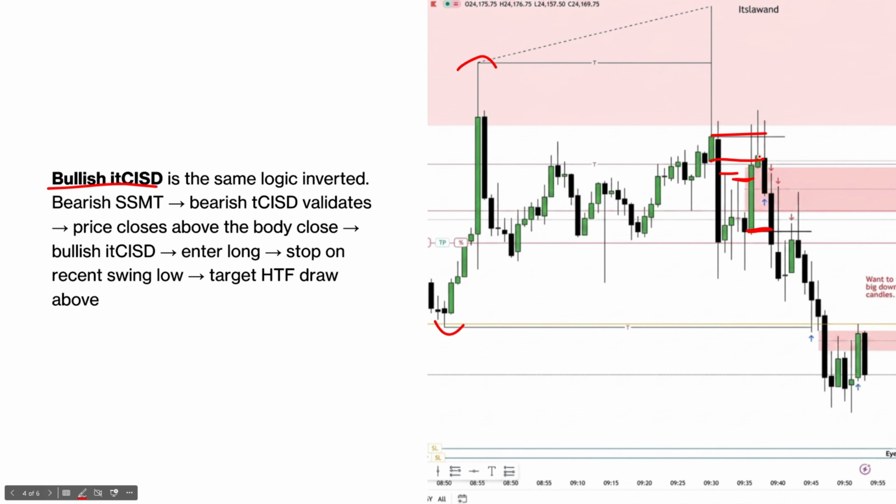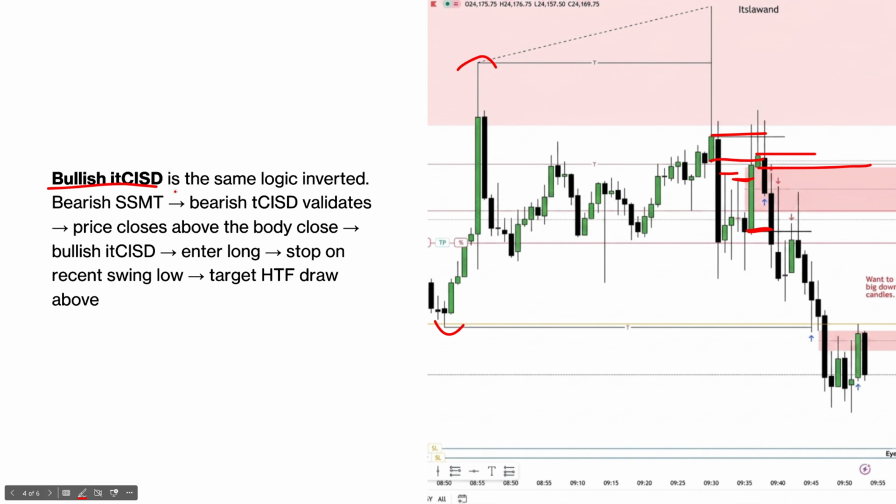Where was my stop? My stop was above here, above the body. This one. It could have been also somewhere here. But yeah. And then partial more, and then yeah, I left some for runners. Let me read this real quick.